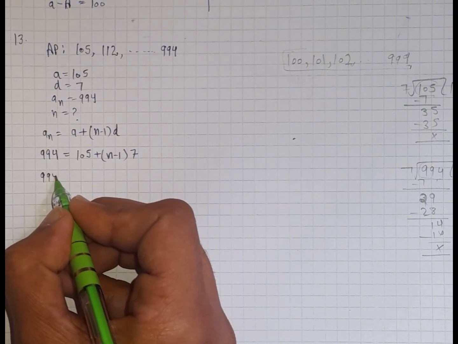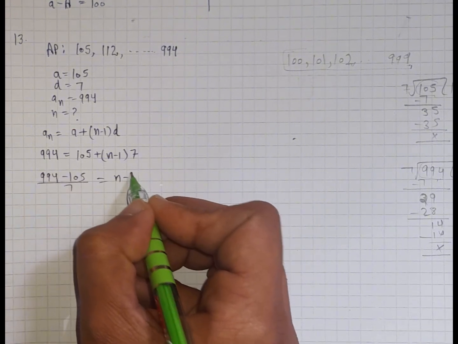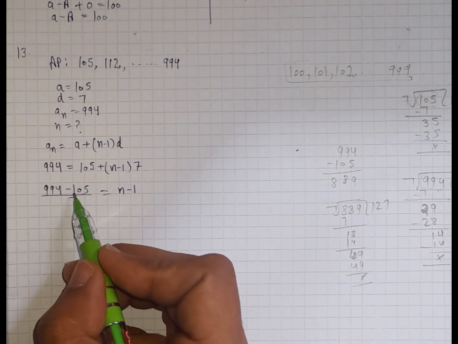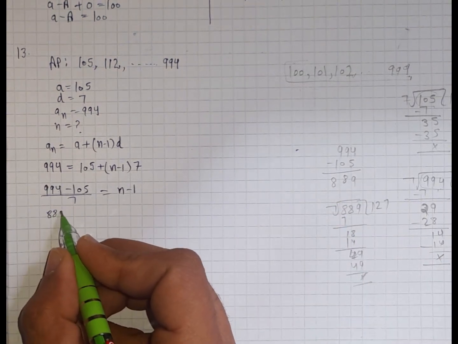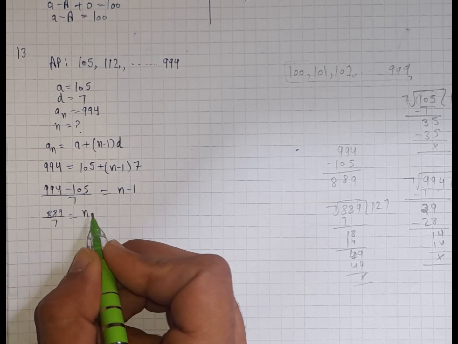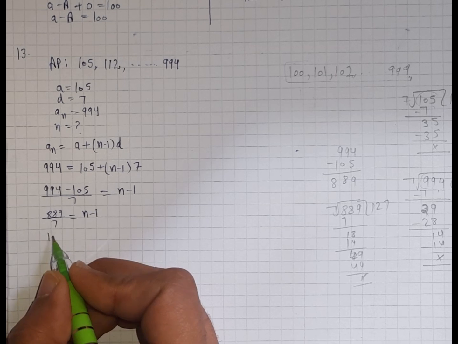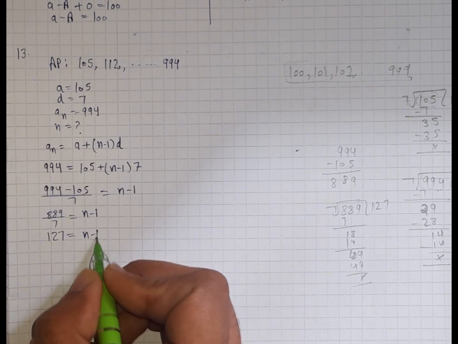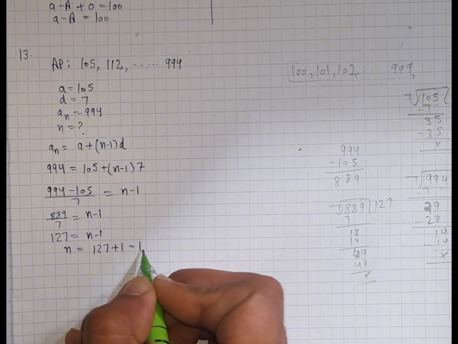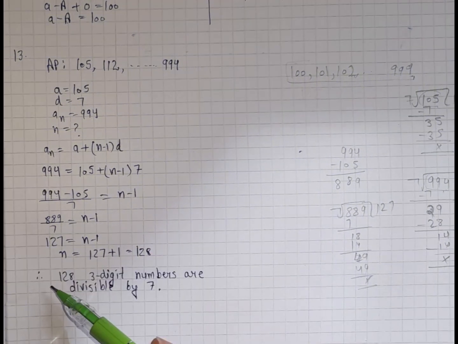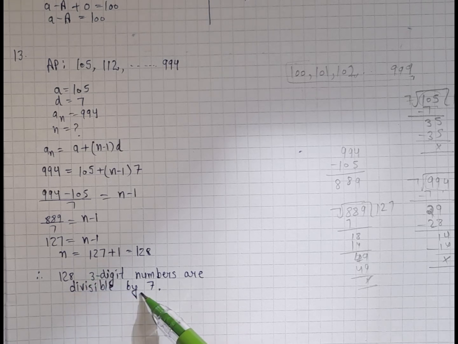So an equals 994, a equals 105, d equals 7. So 994 minus 105, upon 7, equals n minus 1. 994 minus 105 equals 889, upon 7, equals n minus 1. 889 divided by 7 equals 127. So n equals 127 plus 1, that is 128. Therefore, 128 three-digit numbers are divisible by 7.